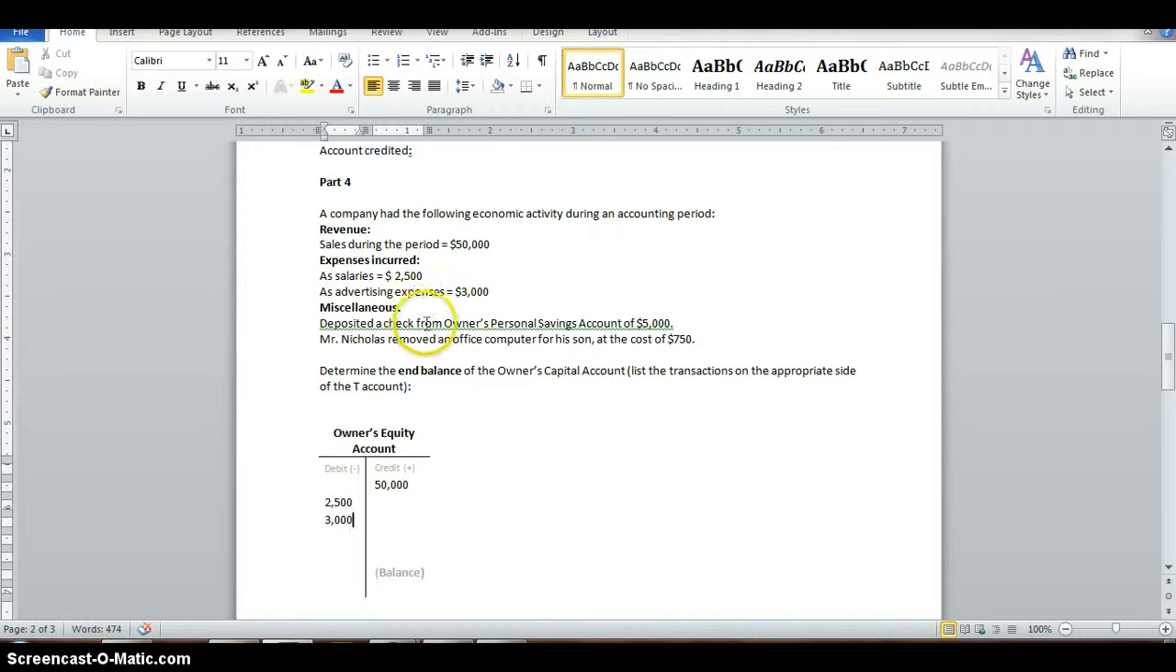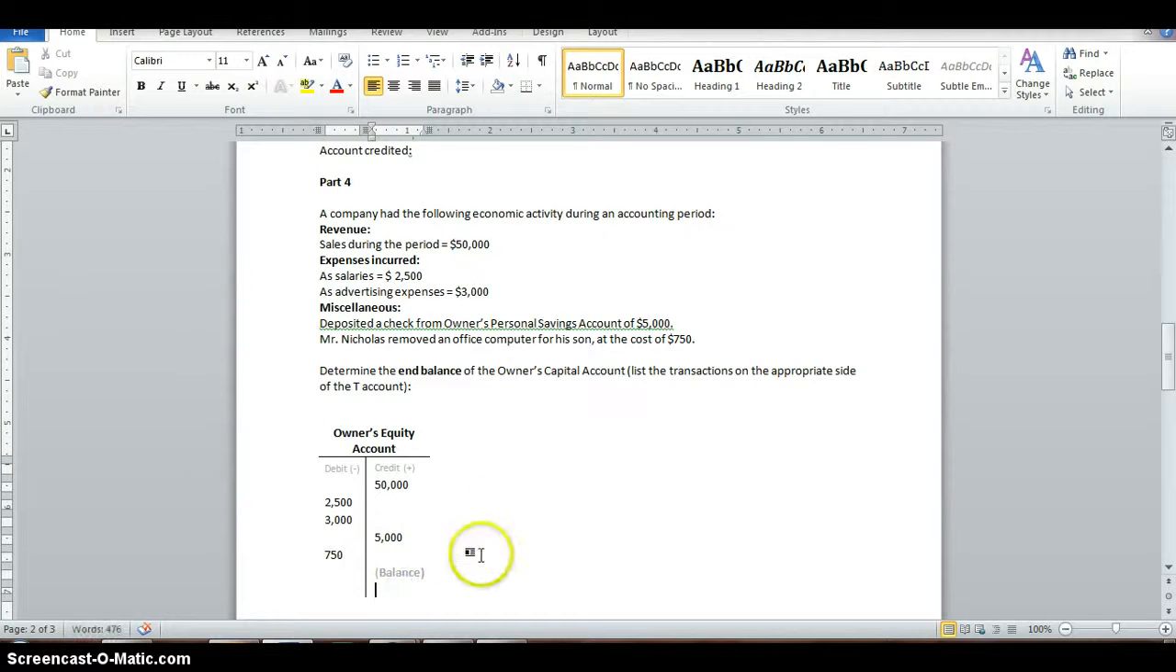We deposited a check from our owner's personal savings account of $5,000. So it came out of his personal account. So not our business's cash account, our personal account. So that's going to essentially increase our owner's equity. And then Mr. Nichols removed an office computer for his son at the cost of $750. So that's going to ultimately decrease our value.